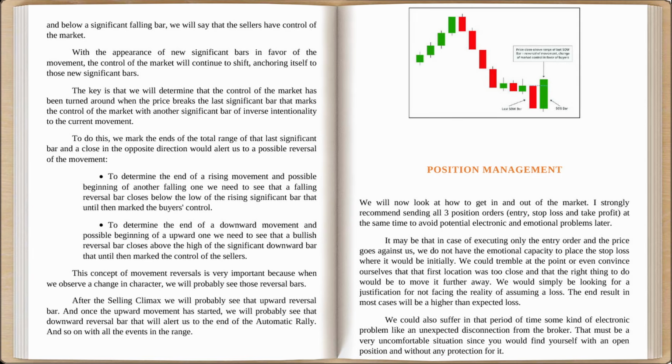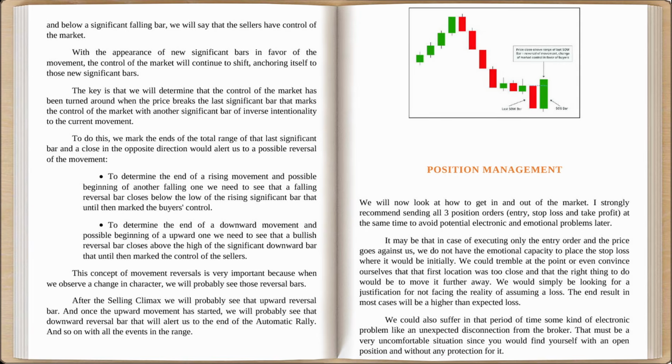To determine the end of a rising movement and possible beginning of a falling one, we need to see that a falling reversal bar closes below the low of the rising significant bar that until then marked the buyers' control. To determine the end of a downward movement and possible beginning of an upward one, we need to see that a bullish reversal bar closes above the high of the significant downward bar that until then marked the control of the sellers.